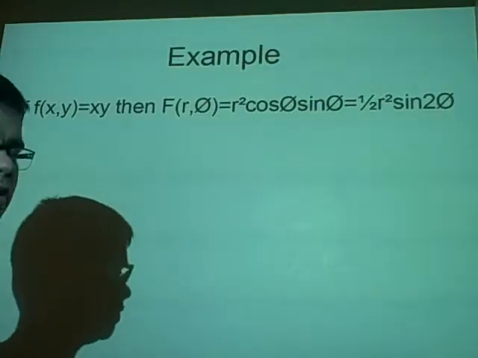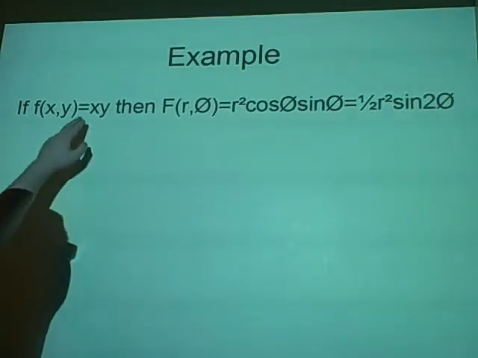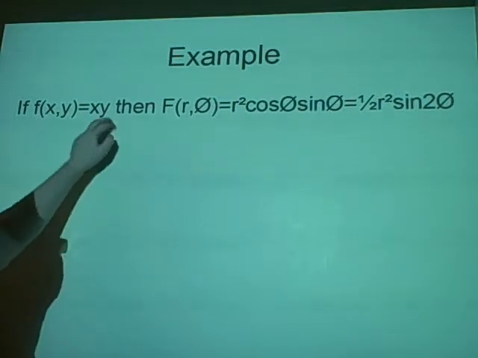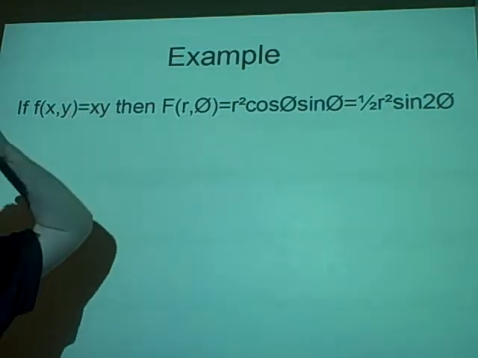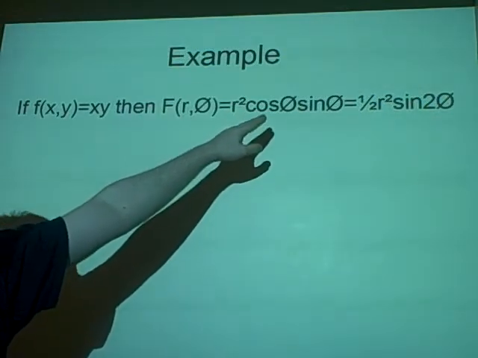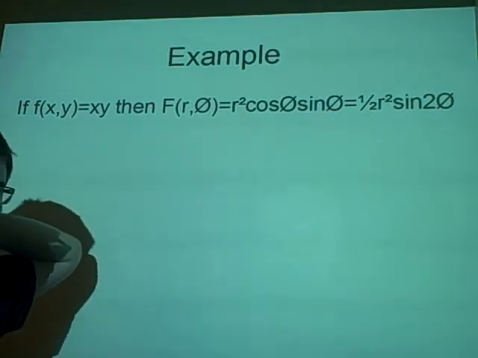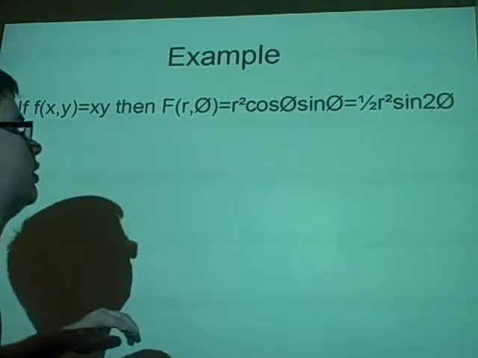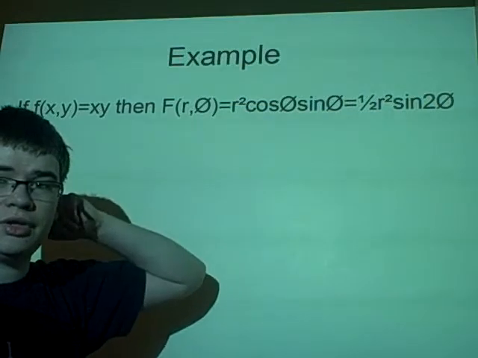On with an example. So this is asking us for grad f of f of xy in terms of polar coordinates. So first of all we put our x and y values in polars over here, so it gives us r squared cosine theta sine theta, and a trigonometric rule is that cosine theta sine theta equals a half sine 2 theta.